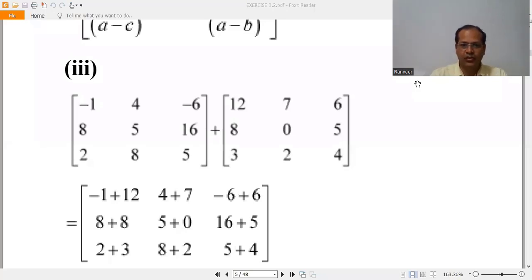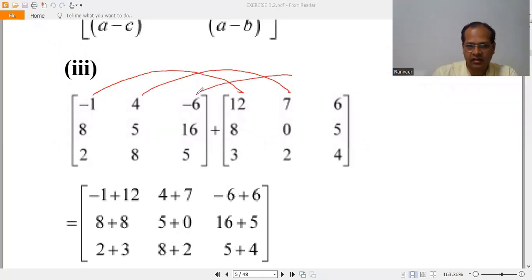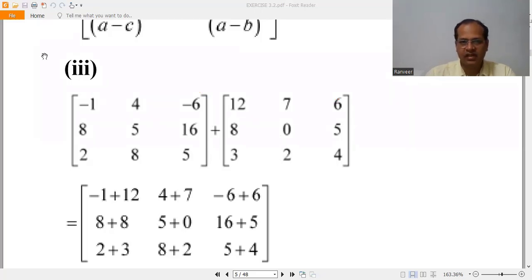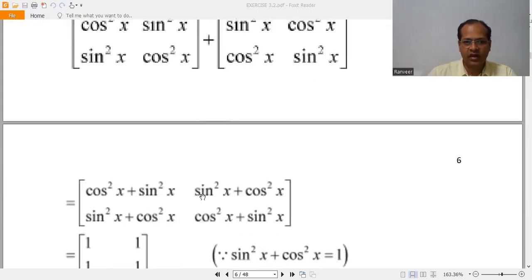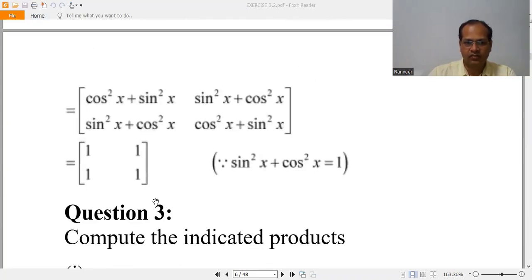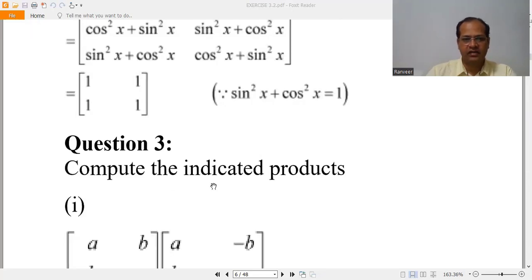Now here a 3×3 matrix is there. Here also do the same way. We have to add element by element. So this is the first, this is the second, this is the third position. Similarly, 8 plus 8, 5 plus 0, 16 plus 5, 2 plus 3, 8 plus 2, 5 plus 4, 9. So this is the easiest type of question in matrices. This we have to add: cos square plus sine square plus cos square. This is 1, 1, all the elements.